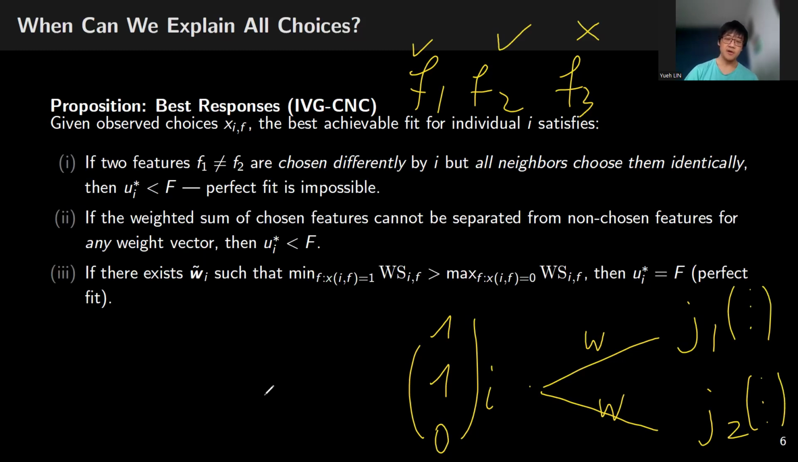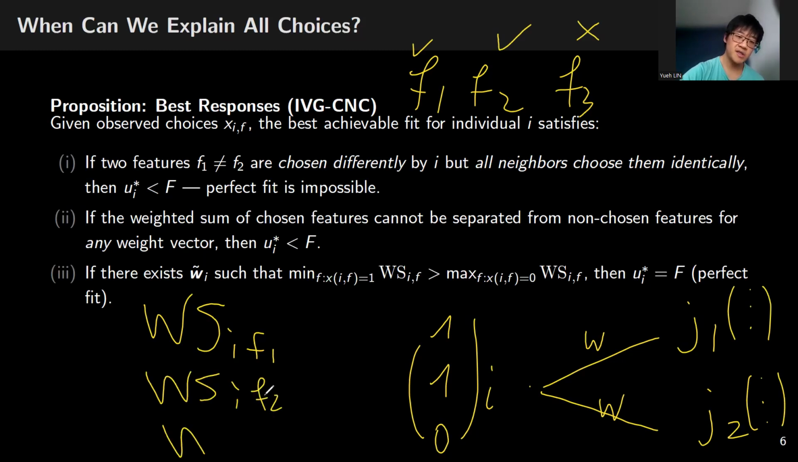So let's say we calculate the weighted sum. Once we decide the weight, we got the weighted sum for feature 1, weighted sum for feature 2, and weighted sum for feature 3, right? So we separate in two groups. We separate the groups for which I chooses that feature.